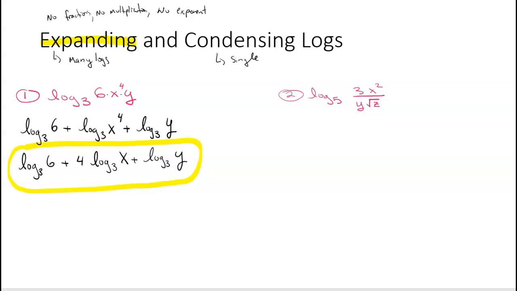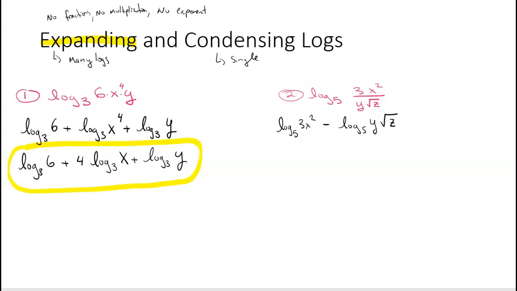Okay, so let's try our second one. I do notice a couple things. I see a fraction, I see some exponents, I see some multiplication. So I'm going to break up my fraction first. So this is going to become log base 5 of 3x squared minus log base 5 of y times the square root of z.